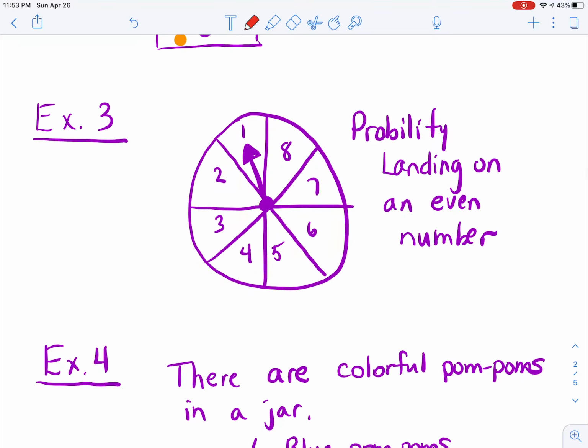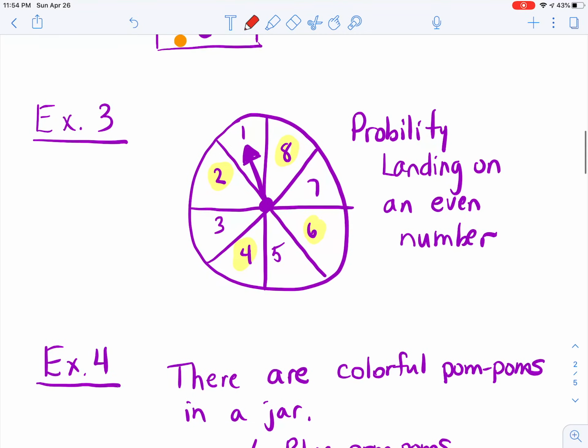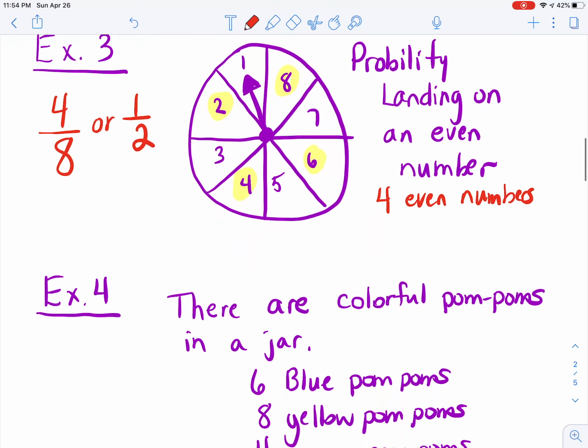Example 3. What is the probability of landing on an even number? Now I'm going to just mark with a yellow highlighter our even numbers. 2, 4, 6, 8. So there are 4 even numbers out of a total of 8 numbers. So the probability is 4 out of 8. Or we know that would really mean 1/2.